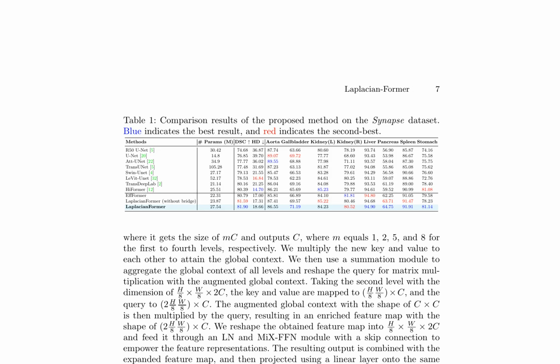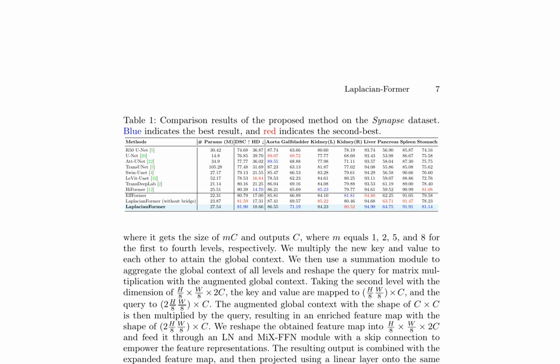The proposed Laplacian-Former method is evaluated against state-of-the-art (SOTA) methods on the Synapse dataset for multi-organ segmentation tasks. Table 1 presents the results, where Laplacian-Former outperforms SOTA CNN-based methods such as R50-UNet, UNet, AT-UNet, Trans-UNet, SWIN-UNet, Levit-UNet, Trans-DeepLab, HiFormer, and F-Former. The Laplacian-Former method introduces a novel approach to incorporate global context into the feature representations.